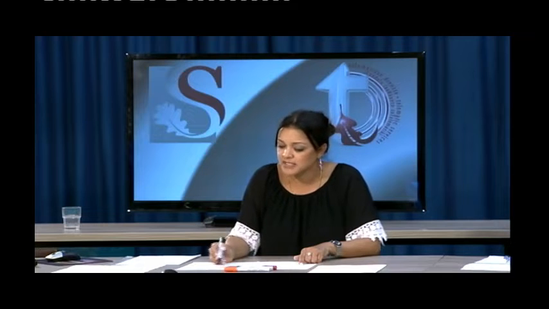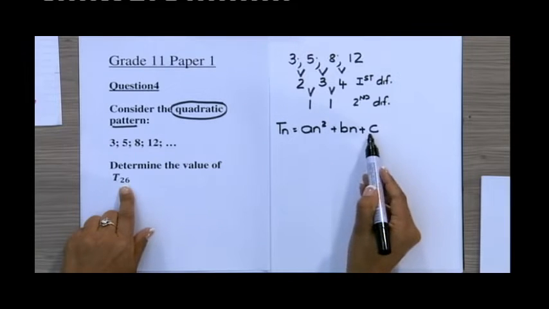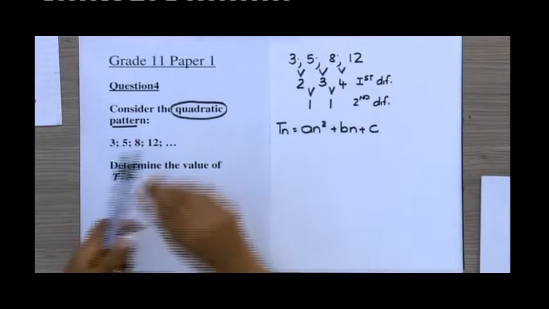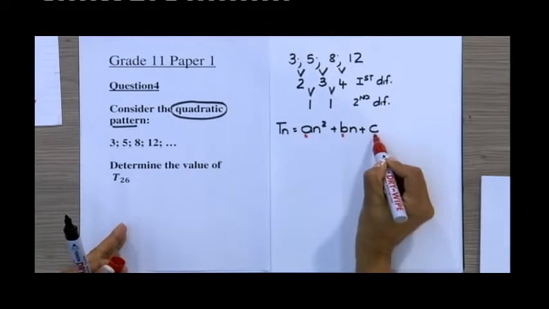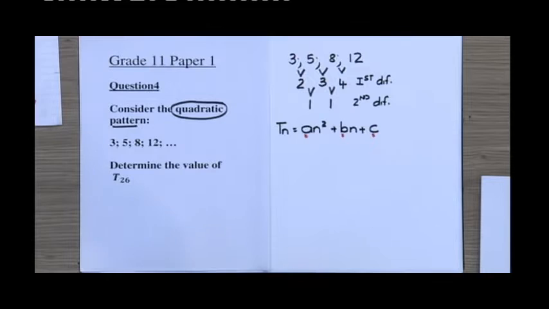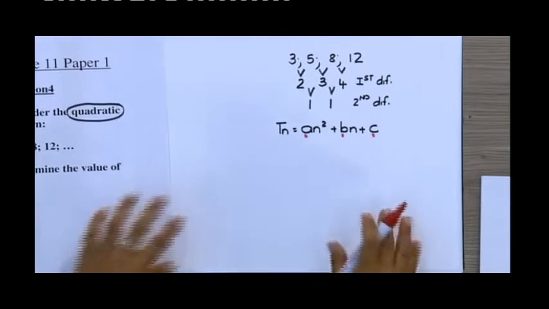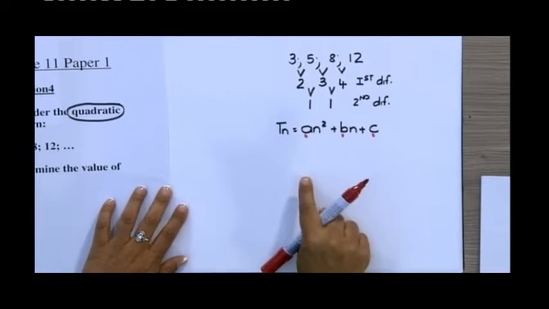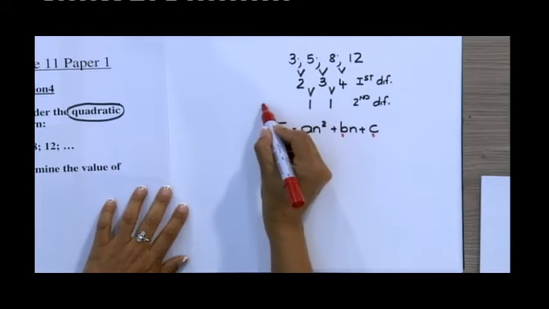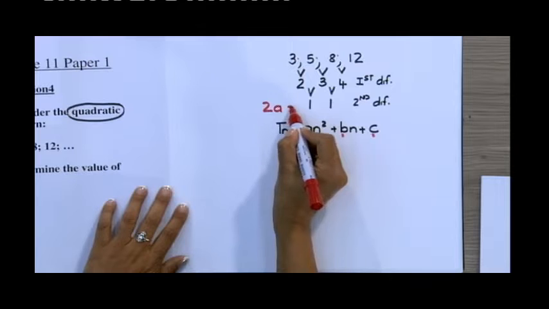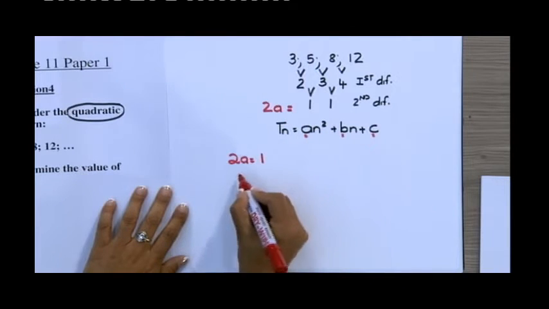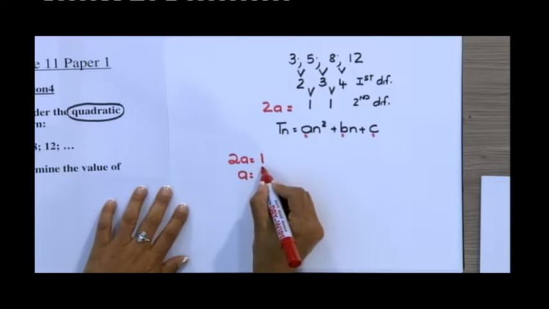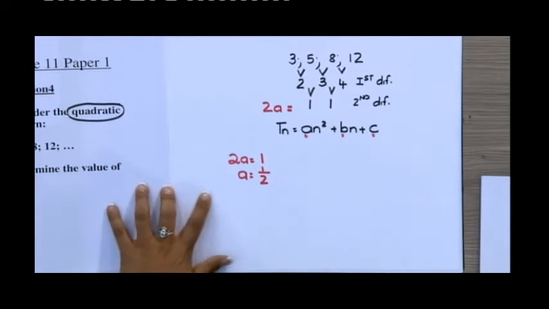So why am I writing Tn is an squared plus bn plus c down? Because it's a quadratic pattern. I now need to find the value of a, the value of b, and the value of c. If you know what it is already, you can tell me and send your answers through. How do I find the a? I'm going to use the formulas here that says 2a is equal to 1. And hence, I can find my a. My a is equal to a half.